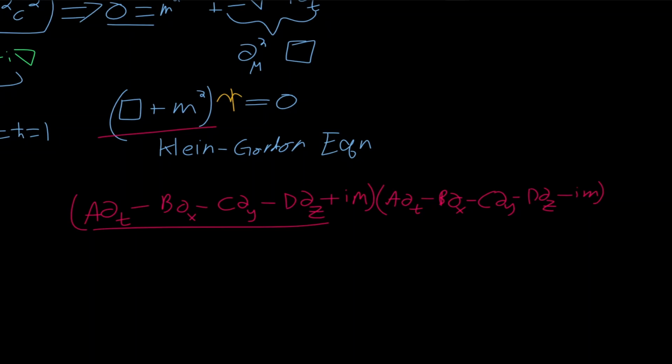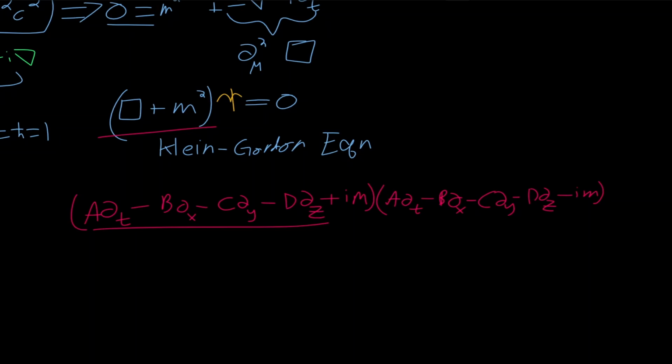Now, if we were to FOIL this out, what exactly would we get? Well, obviously the cross terms, all of the derivative terms times im and then times minus im, are going to cancel out, so we don't really need to worry about those. What we do need to worry about, however, are the terms where a is multiplied by b, and then you're adding the other term, b times a, right?